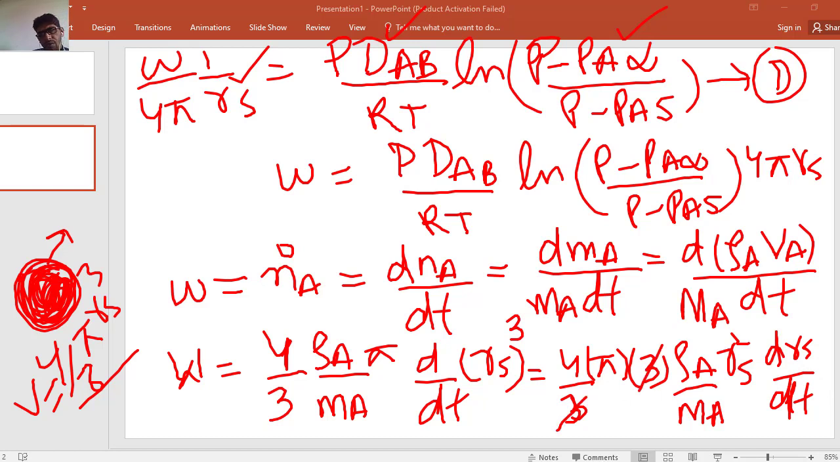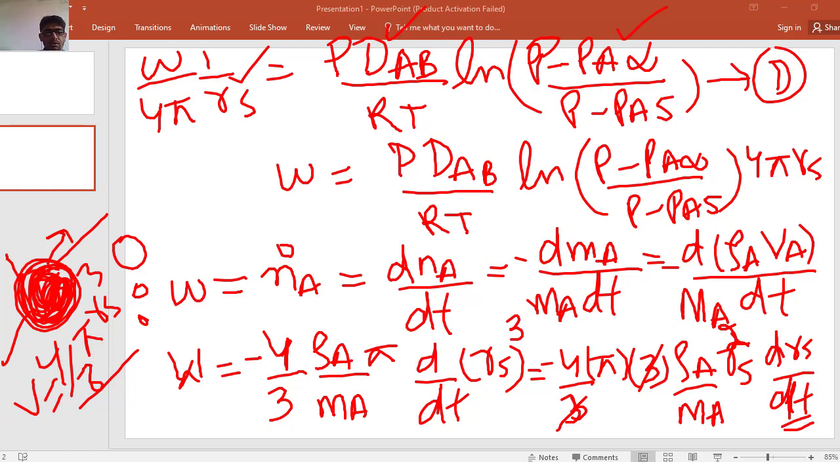It is 4 pi rs square less than 2. 4 pi r square into density of A divided by molecular mass of A into drs divided by dt, because with the passage of time only radius decreases. Suppose radius decreases with the passage of time, so this term will be negative because radius decreases.